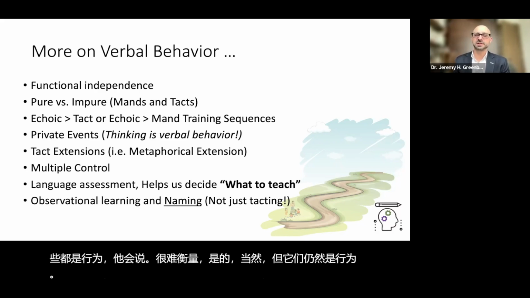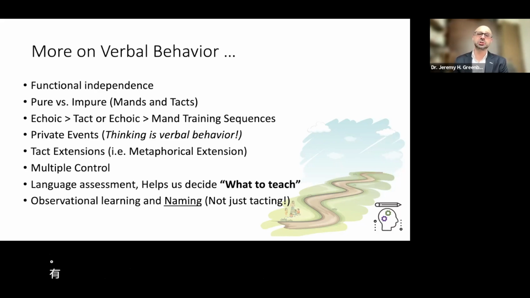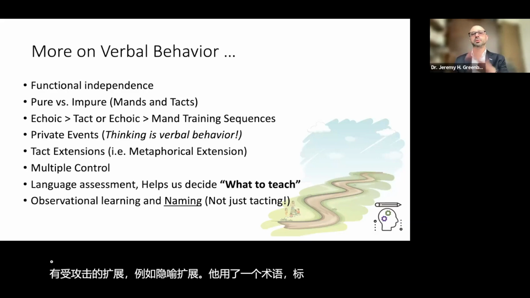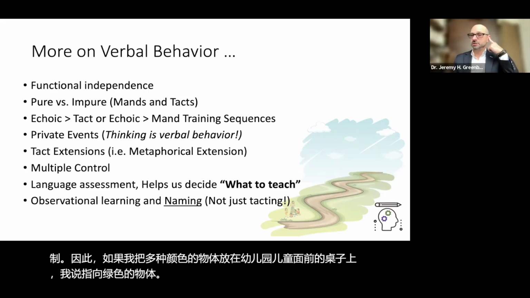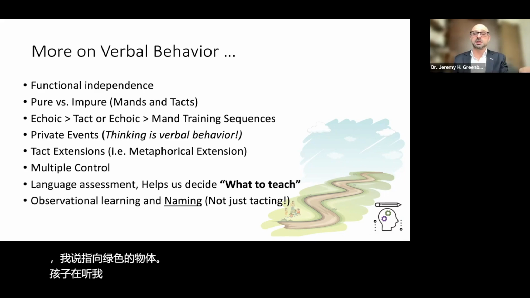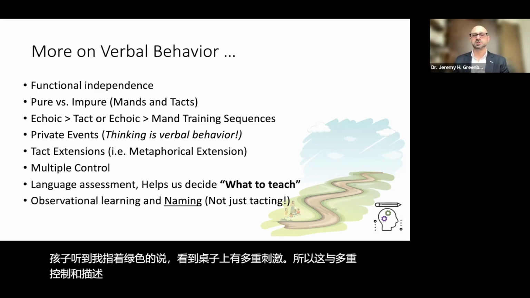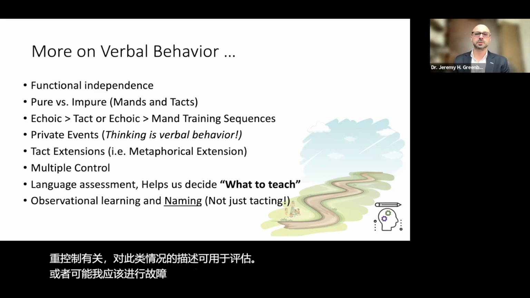There are tact extensions, such as metaphorical extensions. There's a term that he used titled multiple control. If I put multiple colored objects on a table in front of a kindergartner and I say, point to the green one, the child is hearing me say, point to the green one, and seeing multiple stimuli on the table. That has to do with multiple control. And the description of this type of situation can be useful in assessing, or troubleshooting, I should say, learning problems, especially in younger children.